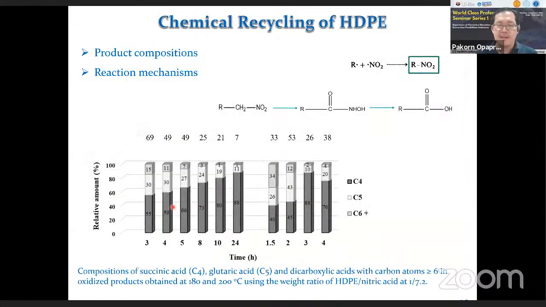And these are some results on the content of each one, right? C4, C5, C6. How much, depending on the reaction time, right? So we can control how much C4 we need, how much C6 we need. At the same time, we also try to investigate the reaction mechanism, right? What is going on during the reactions? So more detail of this will be published in a paper shortly.